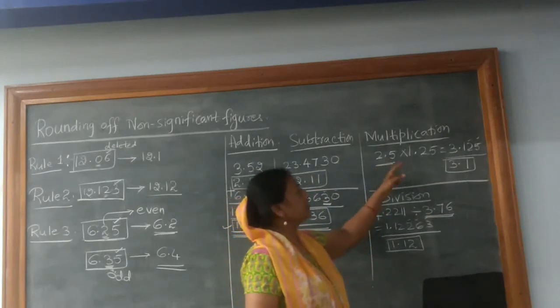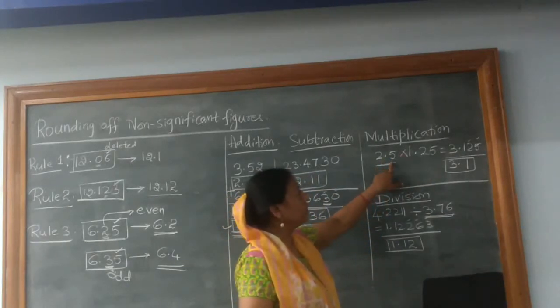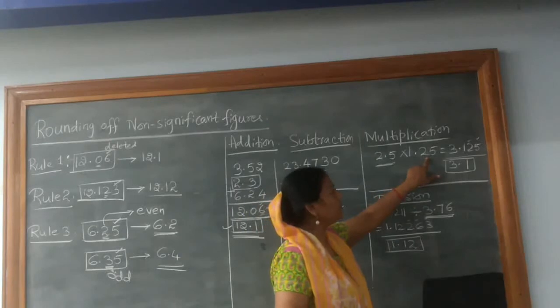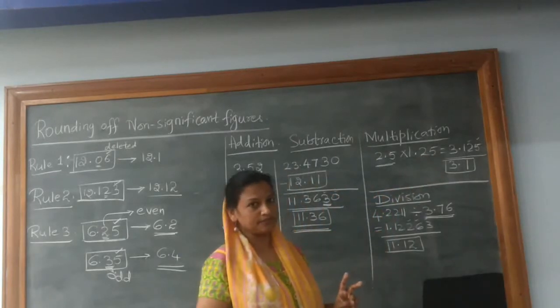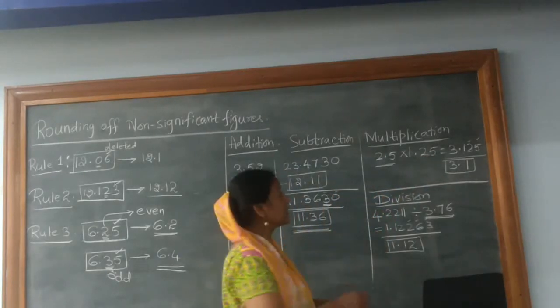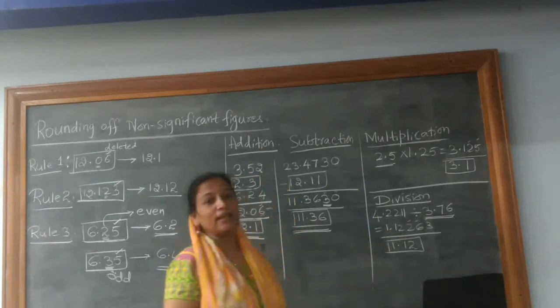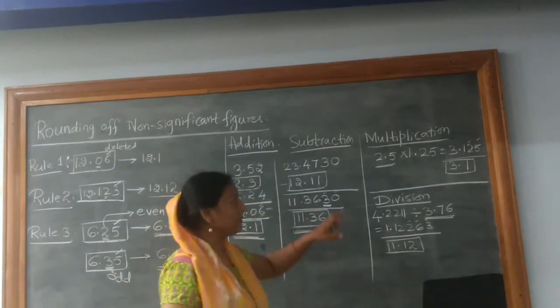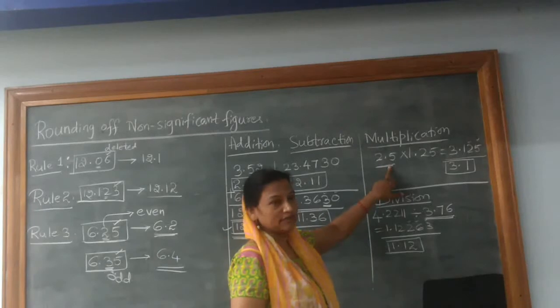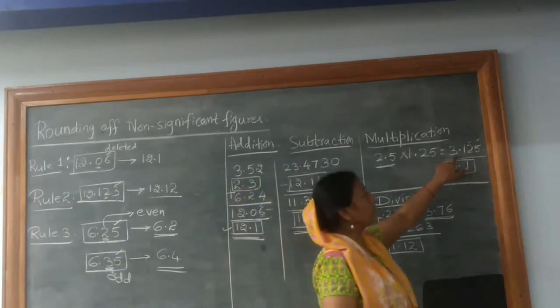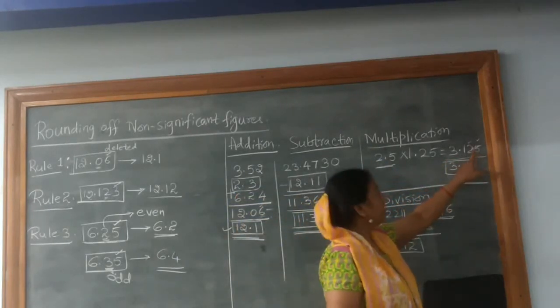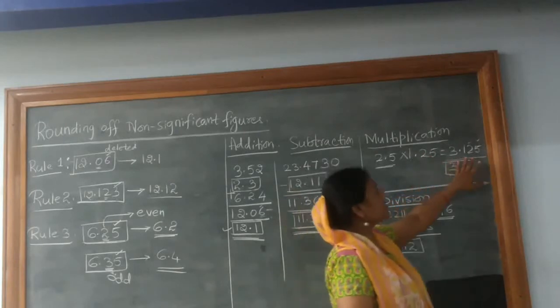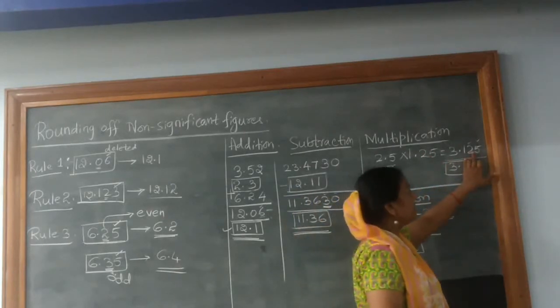Look to the values given here. 2.5 has only 1 decimal place. 1.25 has 2 decimal places. But your final answer must have only 1 decimal place. Lowest decimal places are to be selected in the values given. So in the final answer 3.125, there should be only 1 decimal place, means you should delete 5 and 2.